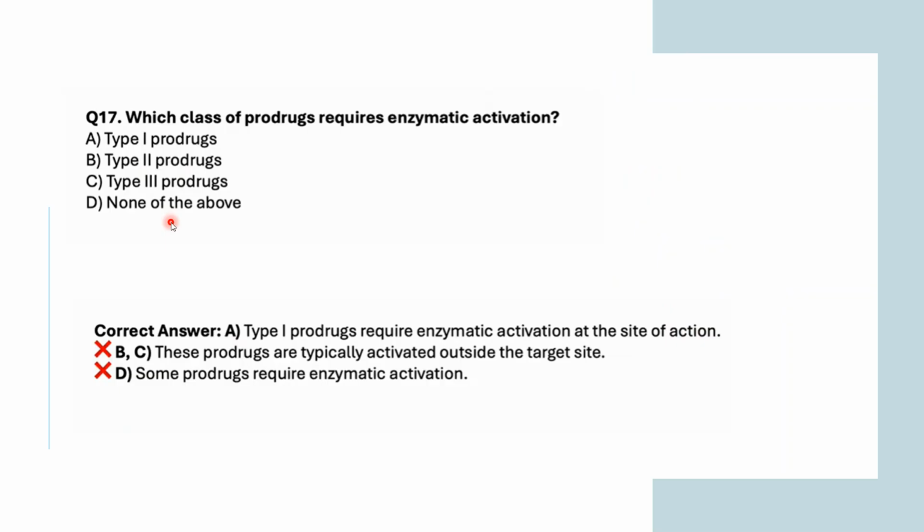So they are typically activated outside the target site. Basically, at the site of action it doesn't get activated, but outside the site of action, outside the target site, it is getting activated. So those are the type 2 and type 3, right? That is why only type 1 requires activation through enzymatic activation. Okay, so I hope it is clear to all of you.